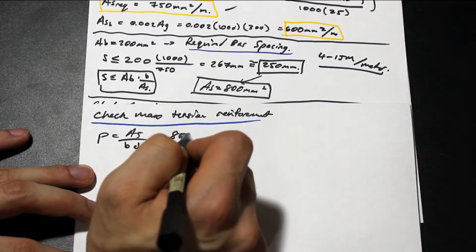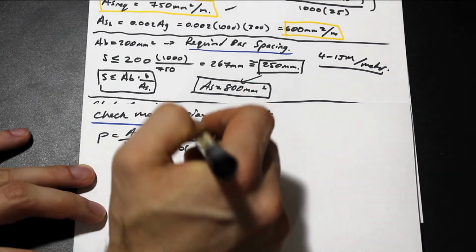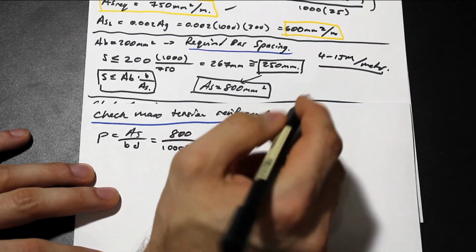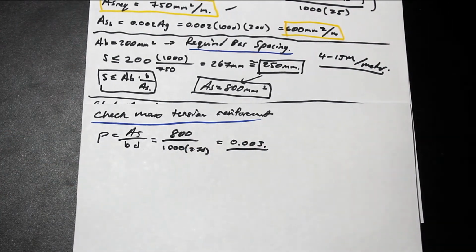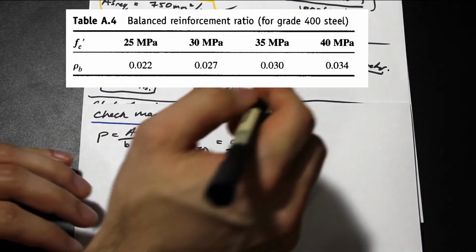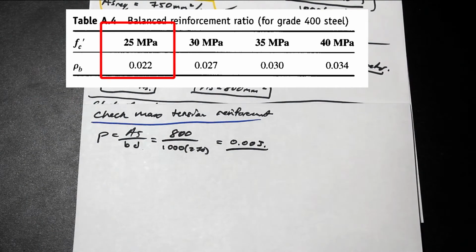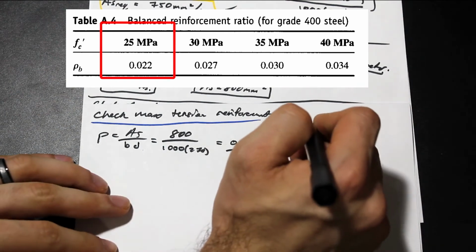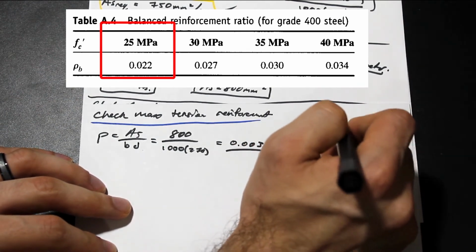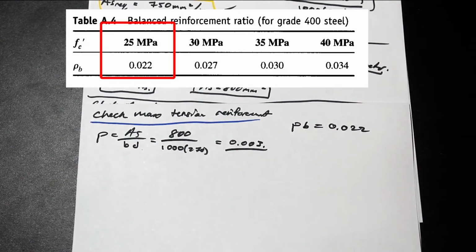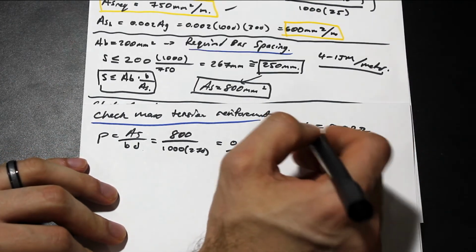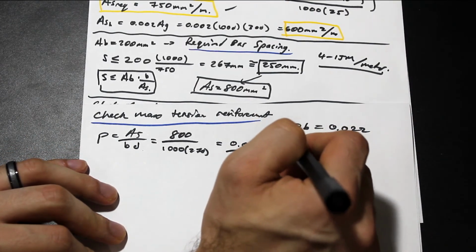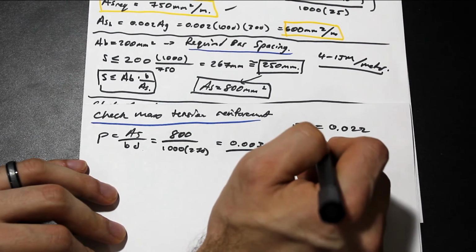So let's take our 800 millimeters squared, and we're just going to divide by 1,000 times d, which is 270. And we're going to get that rho is a small number. It's 0.003. So that's 0.3% steel. If we take a look at the table that I just put up on the screen, you'll see that rho B, which is the balanced reinforcement ratio, for f'c equals 25 MPa, is equal to 0.022. So in this step, you need to check that your value of rho is less than your value of rho B. And as we can see, rho is less than rho B.